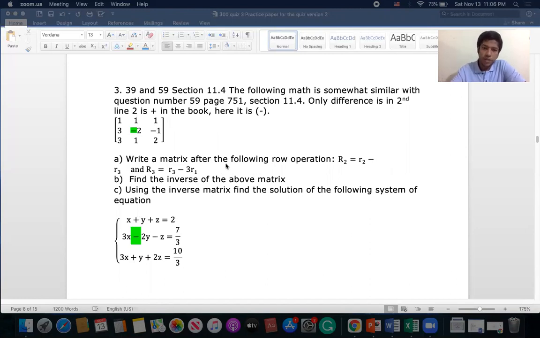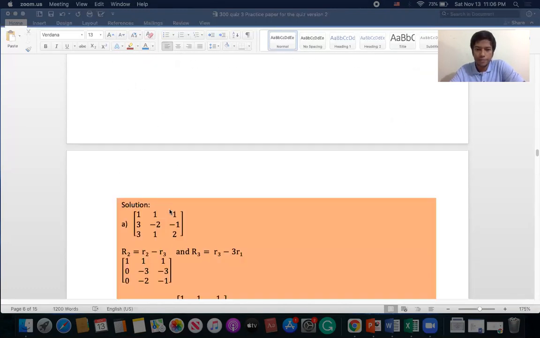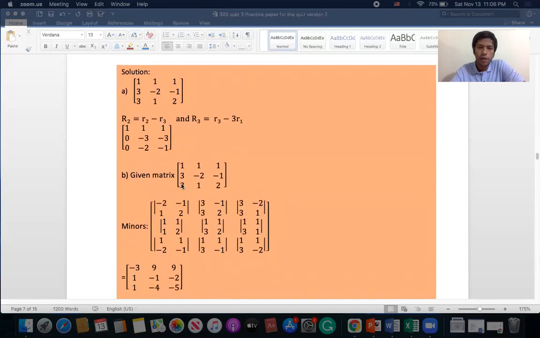Now, if we start doing the work, the first task is to do some row operations, then find the inverse, and then later solve the math. So the first task is R2 equals R2 minus R3. So we will do some operation for row 2 and row 3. It means row 1 will be intact. There will be no change in row 1 because row 2 and row 3 have the operation. That's why row 1 is the same. We have written it here, same.